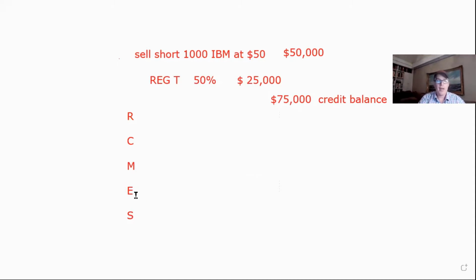Then we have equity. Equity is what we have if we walked away, our ownership. So that's going to be credit minus market. And then SMA, we all know, is the excess equity, the amount of equity we have that's more than Reg T, which is 50%.